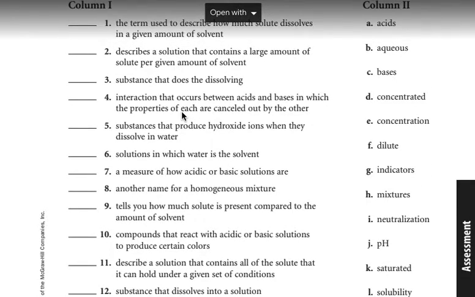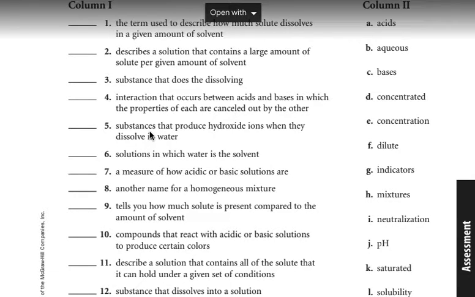Number 4, interaction that occurs between acids and bases in which the properties of each are canceled out by the other. That's the process of neutralization. Because those acids and bases come back together, they can actually form a water molecule, and water is considered neutral. We call that neutralization.